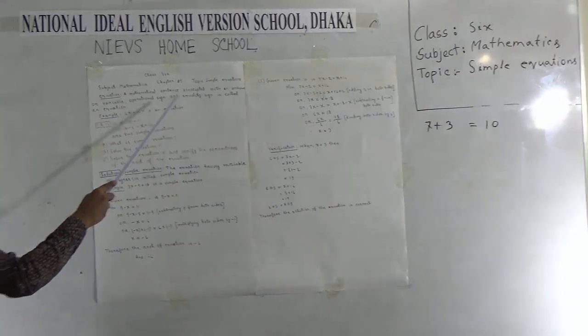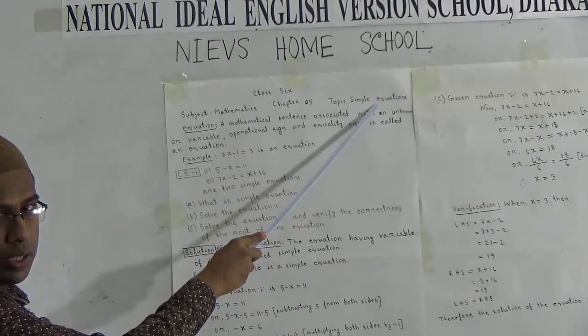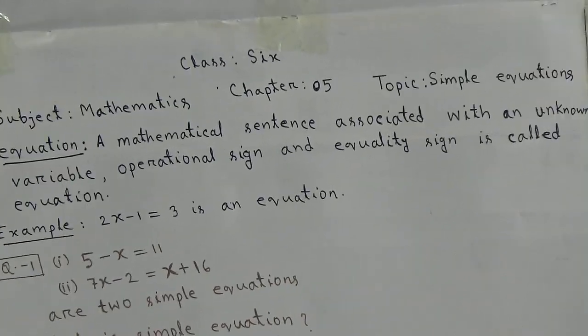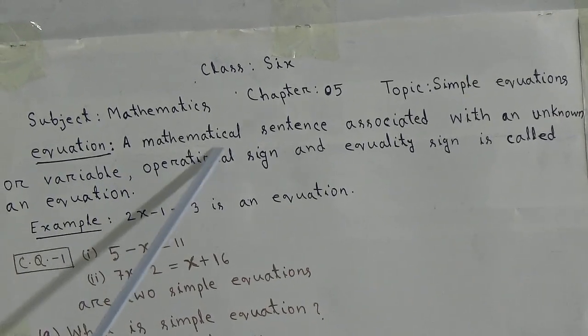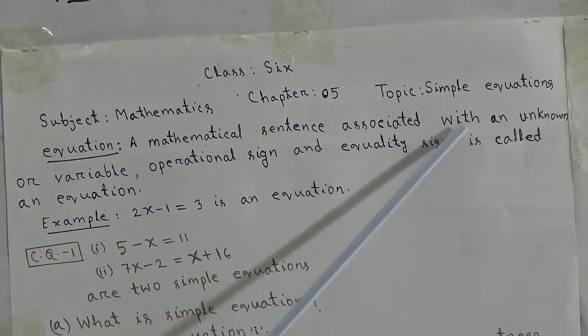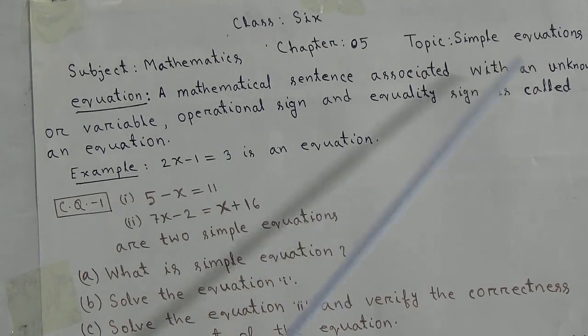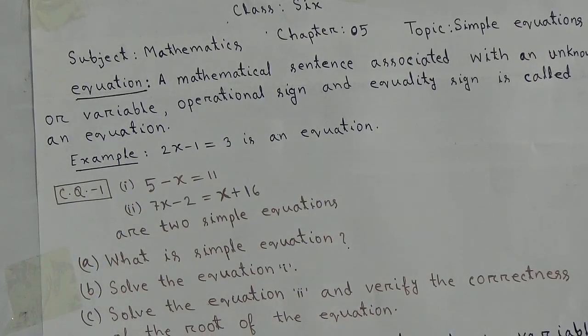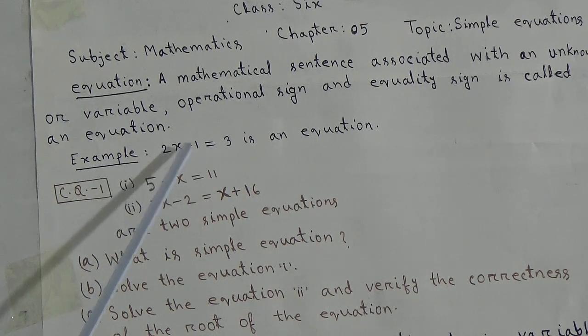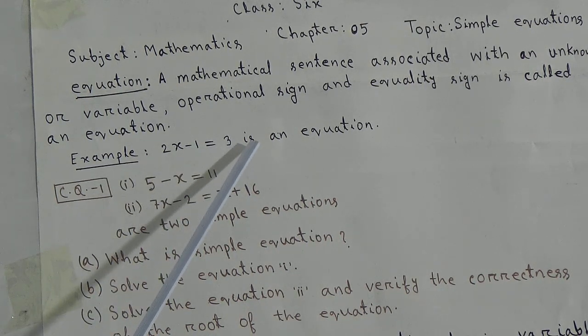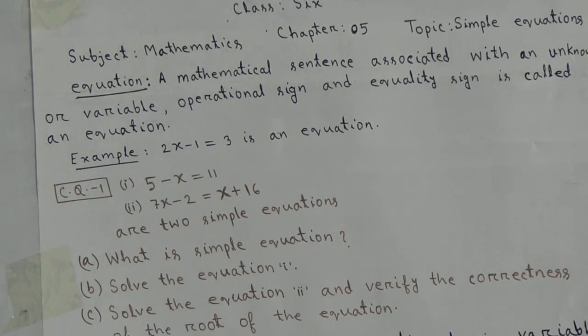Our today's topic, simple equation. At first, we want to know what is equation. A mathematical sentence associated with an unknown or variable, operational sign and equality sign is called an equation. Here 2x minus 1 is equal to 3 is an equation.